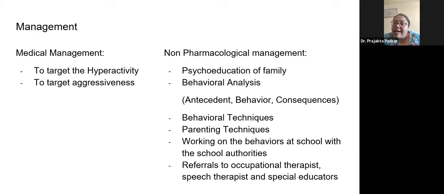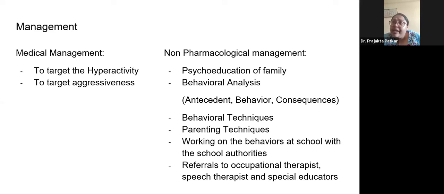And that is where our management starts. Of course, we do have medicines to control the hyperactivity. We do have medicines to control the aggressiveness. But at the bottom of all of this, it is more about working with the capacity of the child and the parent, and making every day and the future more practically oriented. So, maybe a thorough behavioral analysis is necessary.